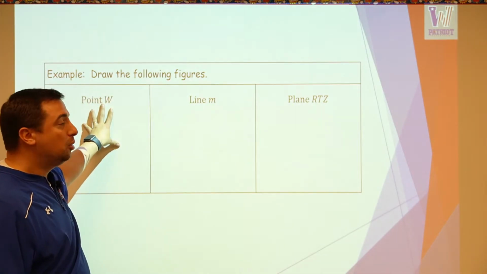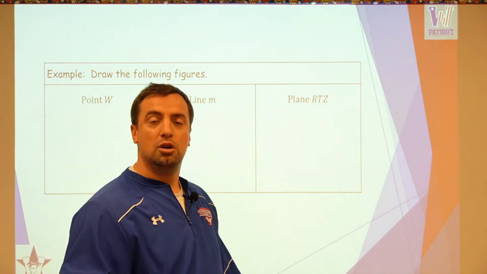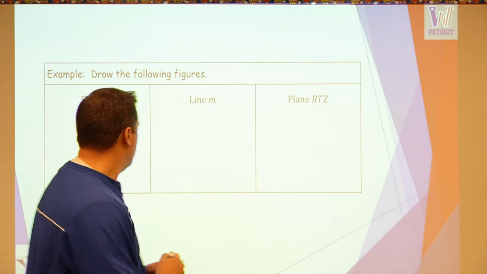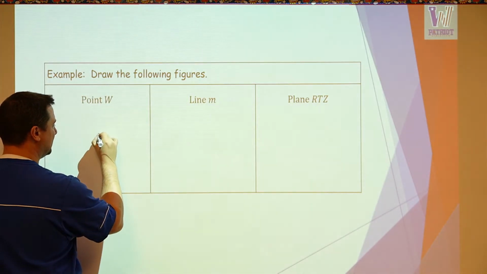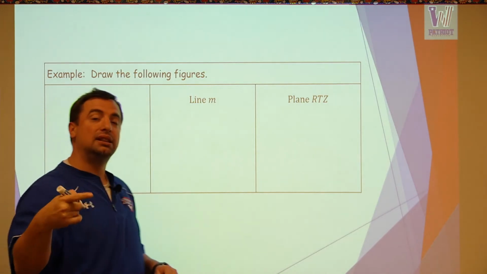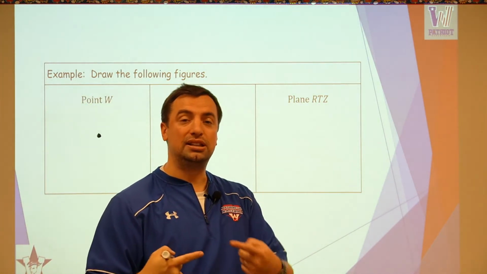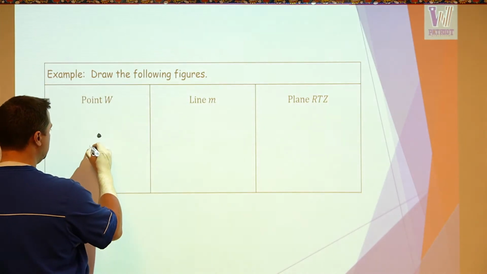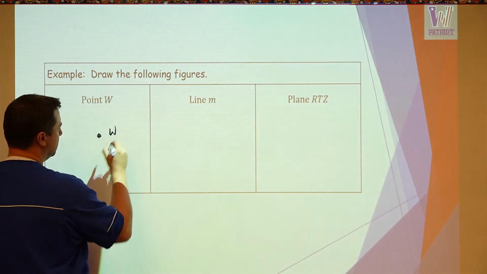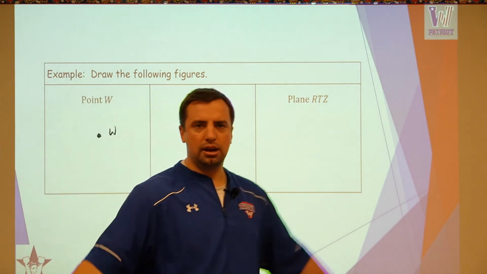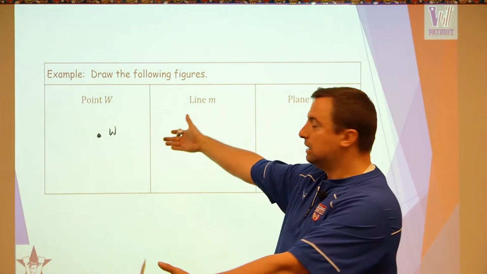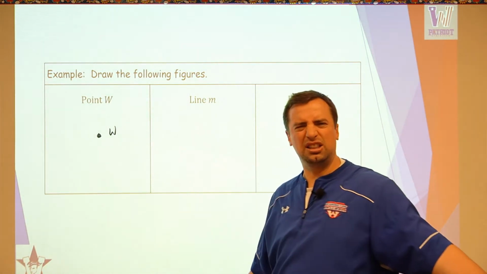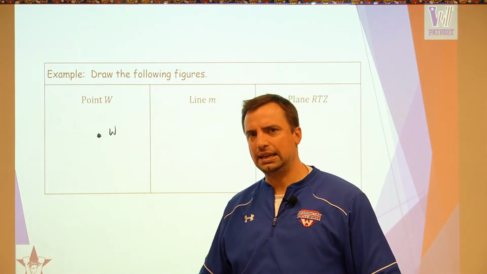Point W. We're asked to draw point W. Well, we know what a point is. A point is simply a dot, and then we have to label it so we know that it's point W. What do we put next to that point? Well, a W, of course. Point W. We're done. That's all we have to do. That's so cool and so easy.